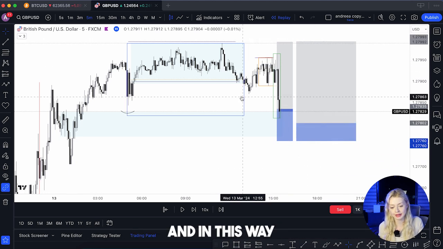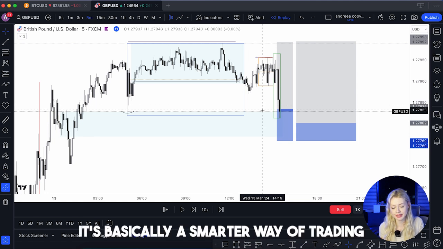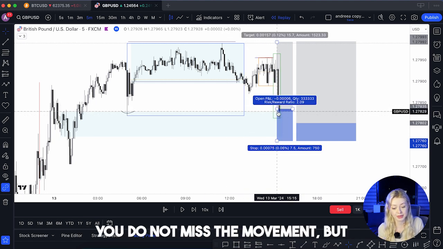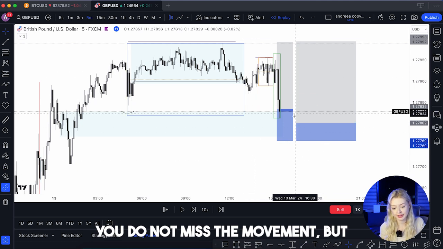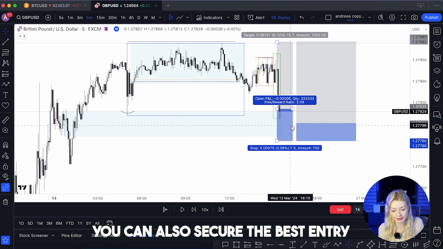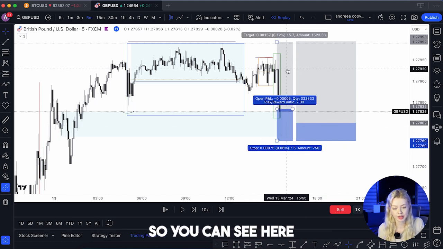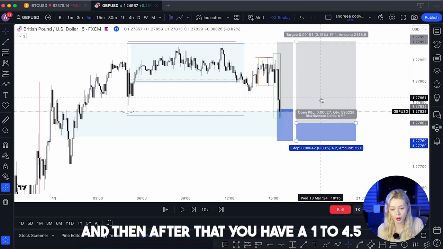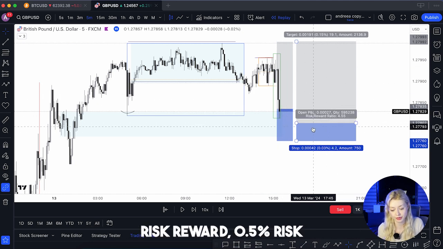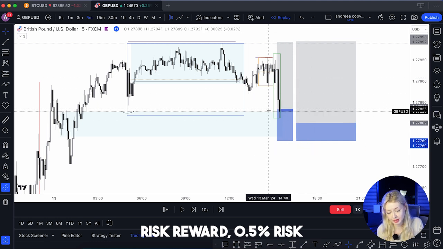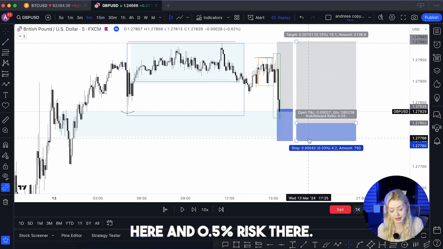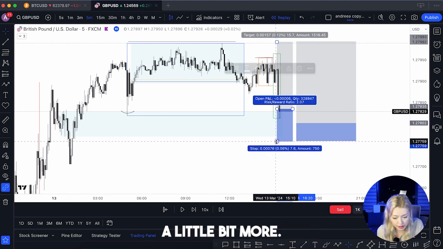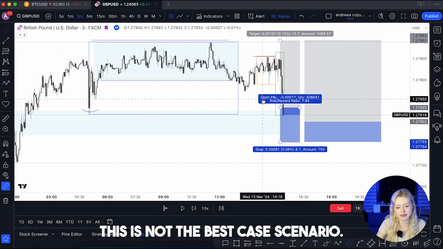It's a little bit lower, and basically it's a smarter way of trading because in this way, you do not miss the movement, but you can also secure the best entry possible for your trade. So you can see here that it's a 1 to 2 risk reward. And then after that, you have a 1 to 4.5 risk reward. 0.5% risk here and 0.5% risk there. I actually want to cover a little bit more. As I said, this is not the best case scenario.